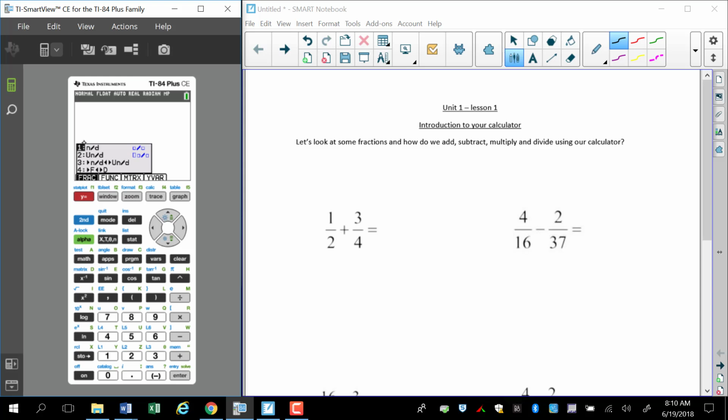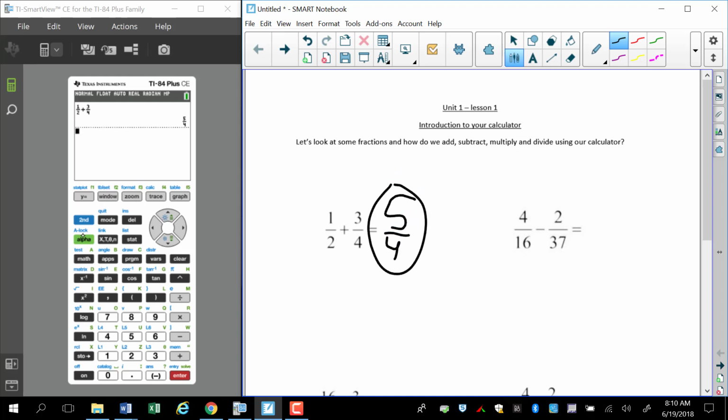So for right now, we just want to do 1/2 plus 3/4. You notice it gives us a nice little fraction here. So you just go 1 on the top, 2 on the bottom, and then go back to your alpha y equals, hit enter, and then do 3 on top, 4 on the bottom. And we should get our 5/4 answer, which is exactly what we have here.